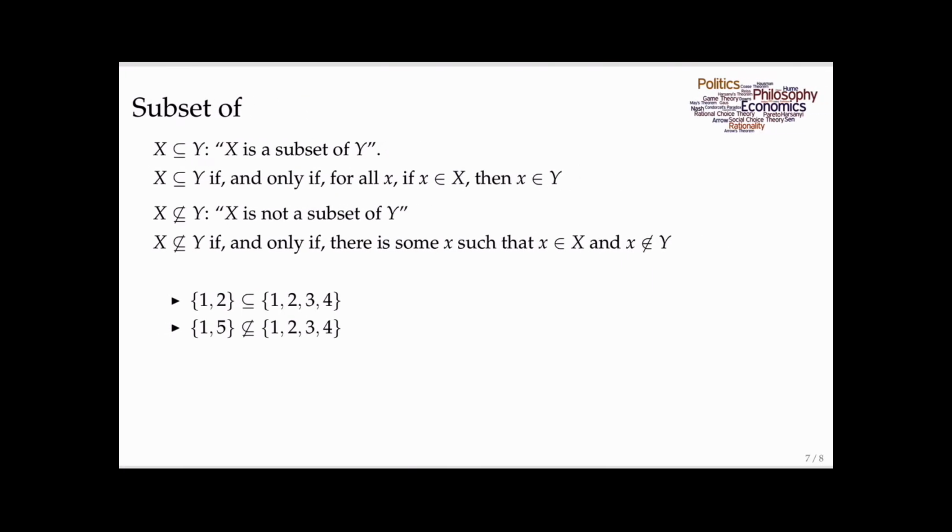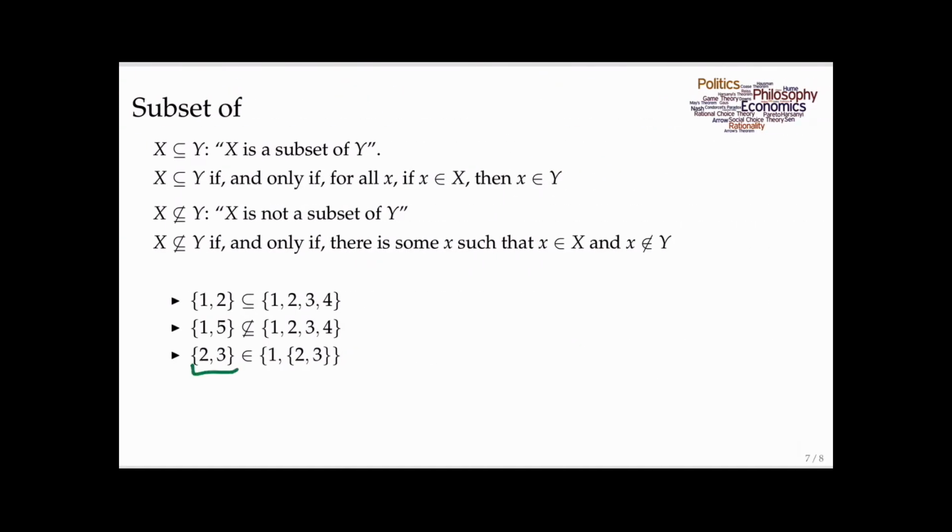Note that here we have 1, 5 is not a subset of this set. Why is that? Well, there is an object 5, which is an element of this set right here, but 5 doesn't show up in the set 1, 2, 3, 4. So we see that 1, 5 is not a subset of the set containing 1, 2, 3, 4.